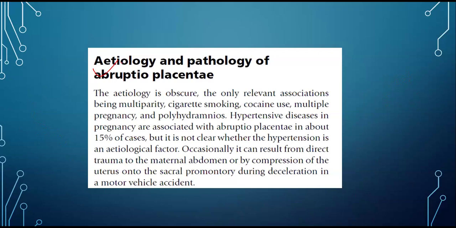So what is the cause of abruptio placenta? It's very hard to find out, but multiparity, cigarette smoking, cocaine abuse, any of these can cause it. Hypertension during pregnancy, with or without preeclampsia, can be one of the major risk factors.